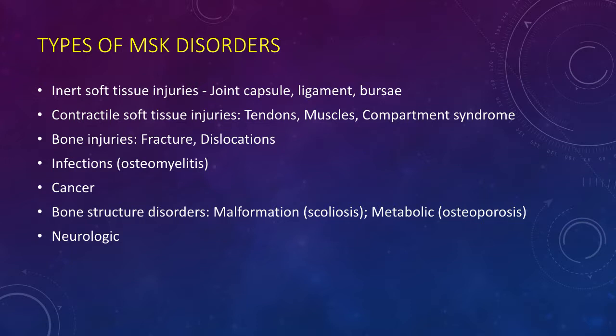And then we have bony injuries: fractures, dislocations, infections of the bone. We can have bone cancer. We can have bone structure disorders, where the bone actually grew improperly, or it is weakening, so we could have a progressive osteoporosis. And we can have neurologic musculoskeletal disorders.